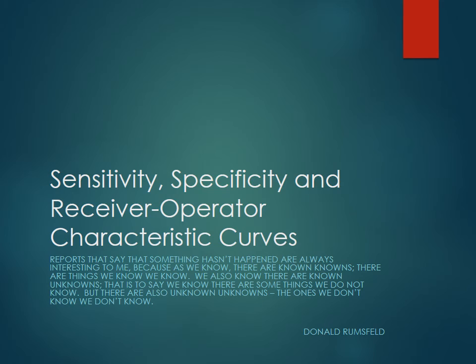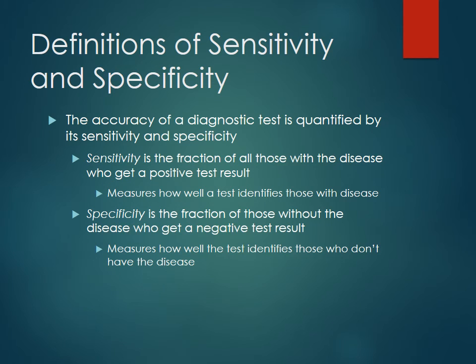Okay, so next we'll talk about sensitivity, specificity, and receiver operator characteristic curves, or ROC curves. When we're talking about sensitivity and specificity, you probably already have an idea of what this means. The accuracy of a diagnostic test is usually quantified by the sensitivity and specificity, right? Sensitivity is the fraction of all those with the disease who get a positive test result, so that's your ability to pick up those true positives.